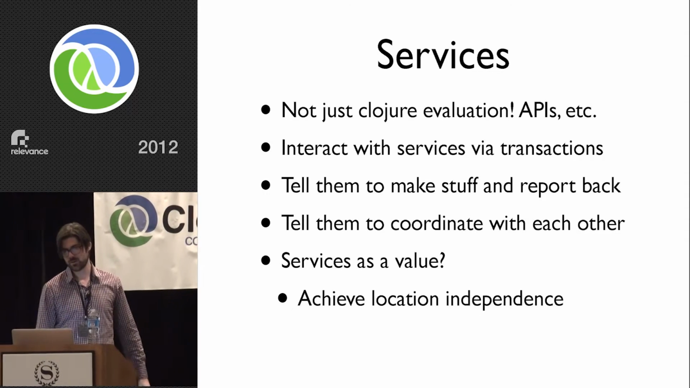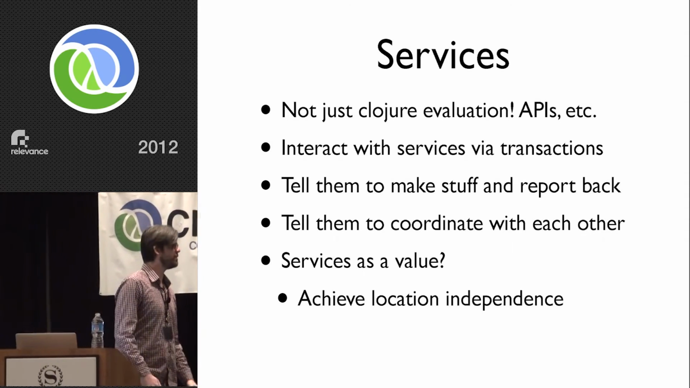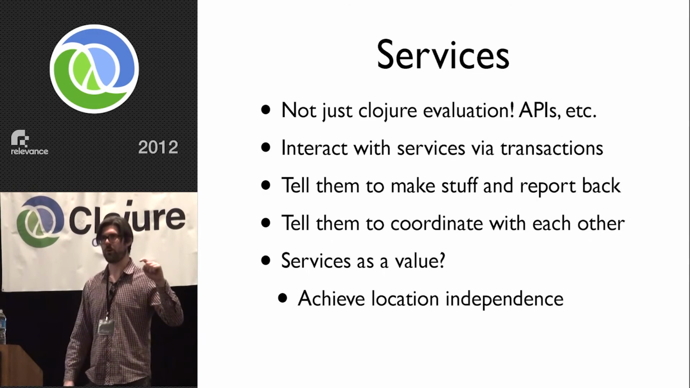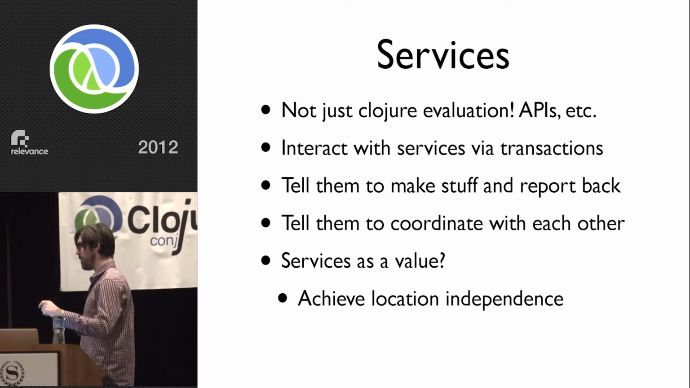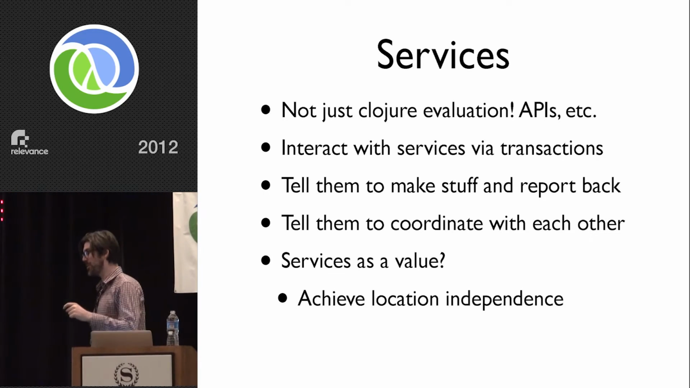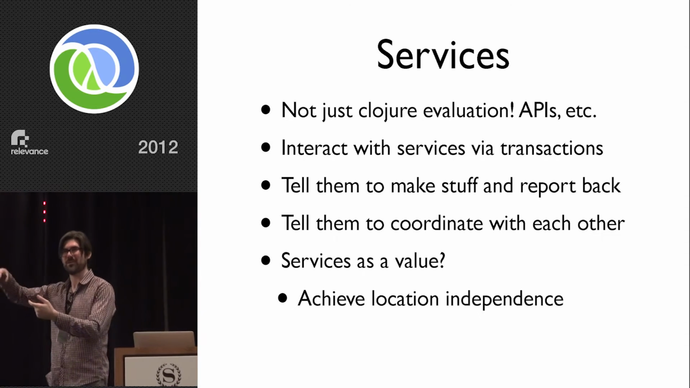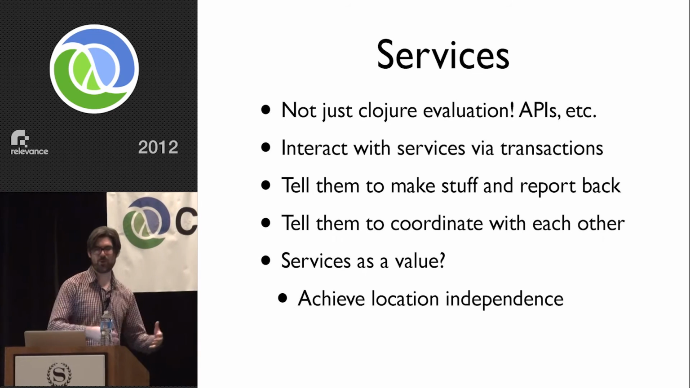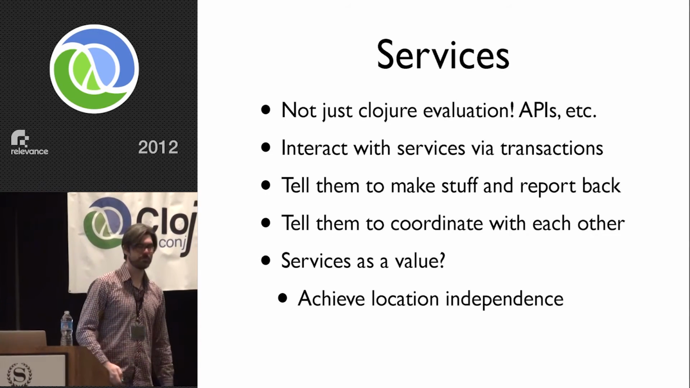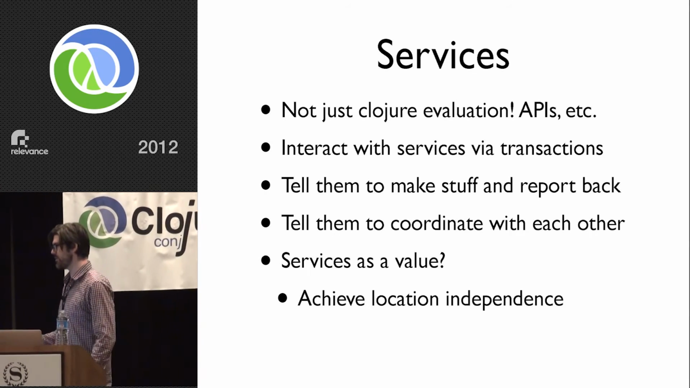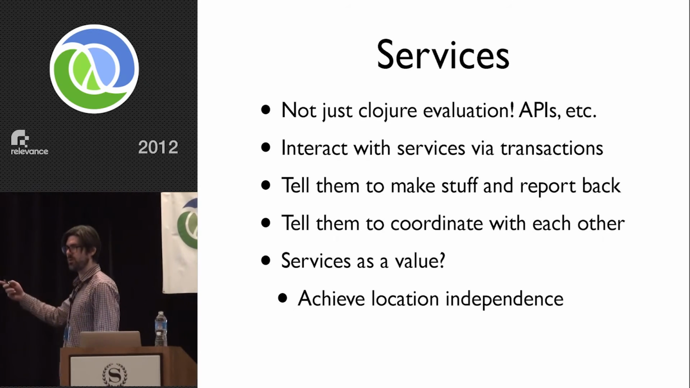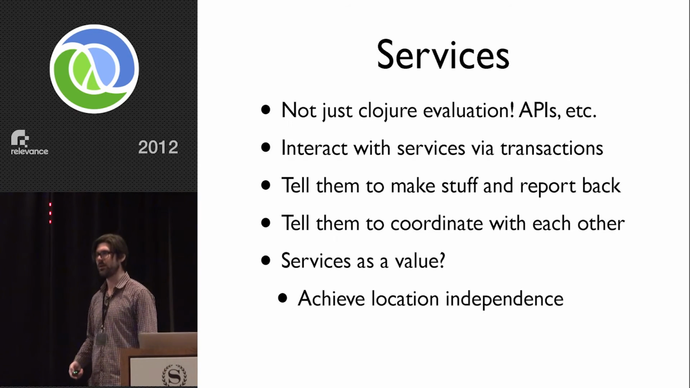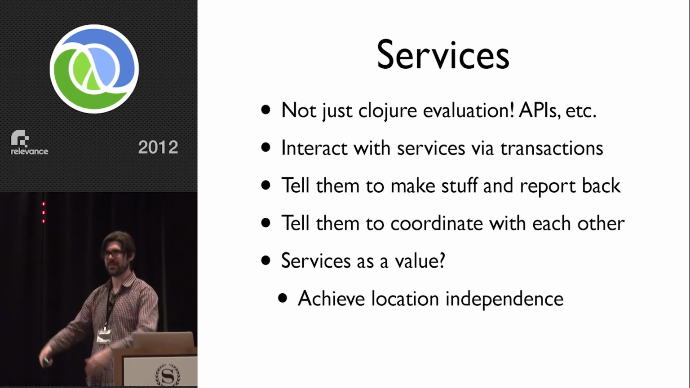So services, not just Clojure evaluation, right? If all we can do is Clojure evaluation, then there's a hole in our model, because a lot of times the thing we're doing in the Clojure evaluation is talking to all this other stuff. If that's not incorporated in our model, then there's a huge hole in our model. And furthermore, there's no need to have a Clojure dependency in order to talk to these services. If you're talking to the Twitter API, asking it for some stuff, why should Clojure be a dependency in that path?